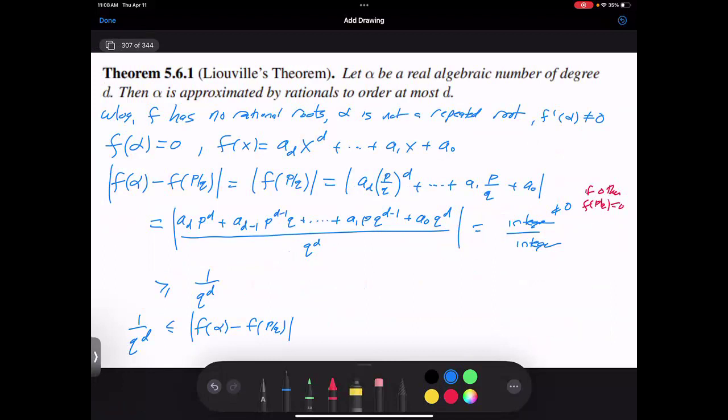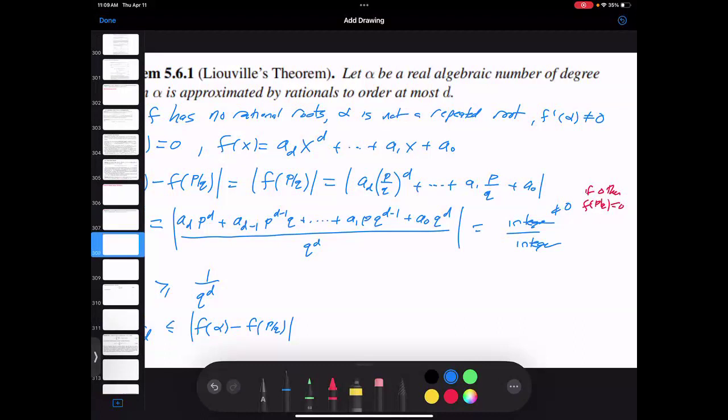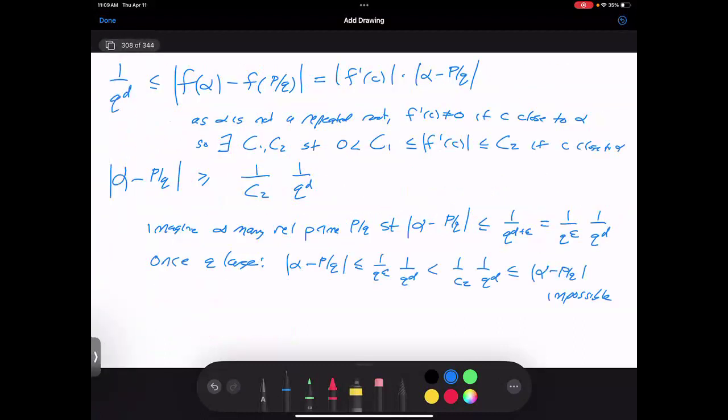And the way we did this is we looked at f of alpha minus f of p over q. F of alpha was 0. F of p over q is a rational number. The denominator, okay, we can write it as an integer over q to the d. Since the integer is not 0, it has to be at least 1 in absolute value. And again, this is a really common technique: I've got something that's not 0, its absolute value, if it's an integer, is at least 1. So then we had 1 over q to the d was less than or equal to the absolute value of f of alpha minus f of p over q.